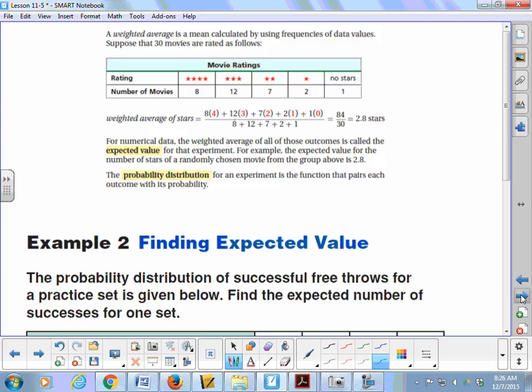A probability distribution for an experiment is a function that pairs each outcome with its probability. So instead of saying how many movies had that rating, we could say what is the probability of getting that rating. So this would be 8 out of 30, and 12 out of 30, and 7 out of 30, and 2 out of 30, and 1 out of 30. And if we use those numbers, then we can multiply how many stars they got times the probability, and we would get the expected value for what we expect the number of stars to be.